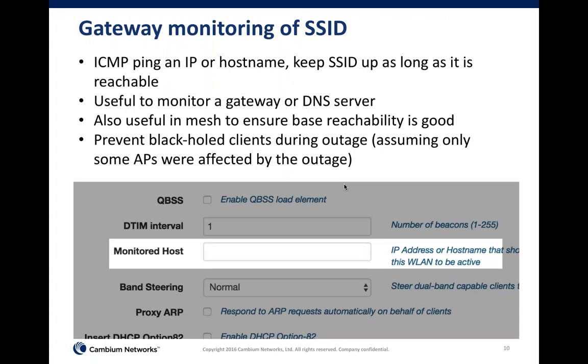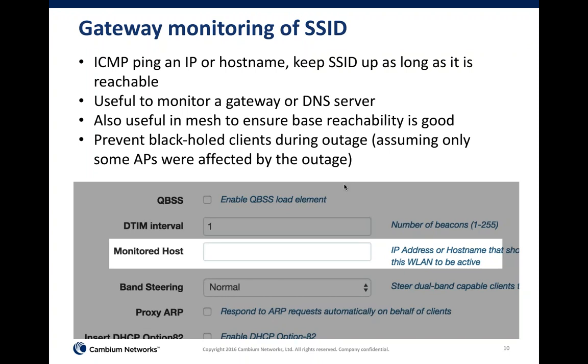Gateway monitoring of SSIDs is another feature in the 3.0 release. We have seen cases where, because of intermittent network connectivity issues, sometimes an access point is no longer able to reach the gateway or the DNS server. In these cases, if the access point is still serving up the SSID, you would have the clients connect to the AP but not be able to reach anywhere else on the network. And it might be better if the AP would just disable that SSID temporarily, so that clients roam to another AP where they can get proper connectivity. So gateway monitoring of an SSID would enable that.